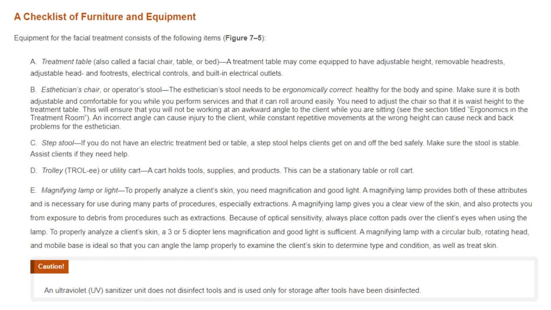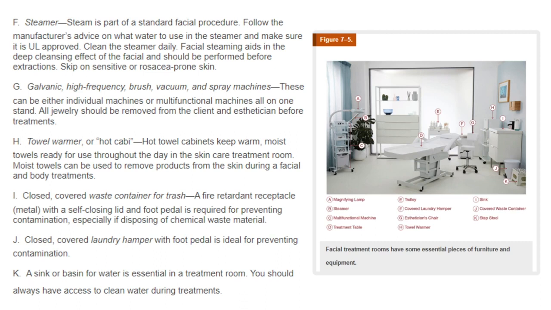To properly analyze a client's skin, a 3 or 5 diopter lens magnification and good light is sufficient. A magnifying lamp with a circular bulb, rotating head, and mobile base is ideal so that you can angle the lamp properly to examine the client's skin to determine type and condition, as well as treat skin. Caution: an ultraviolet (UV) sanitizer unit does not disinfect tools and is used only for storage after tools have been disinfected. Steamer. Steam is part of a standard facial procedure.